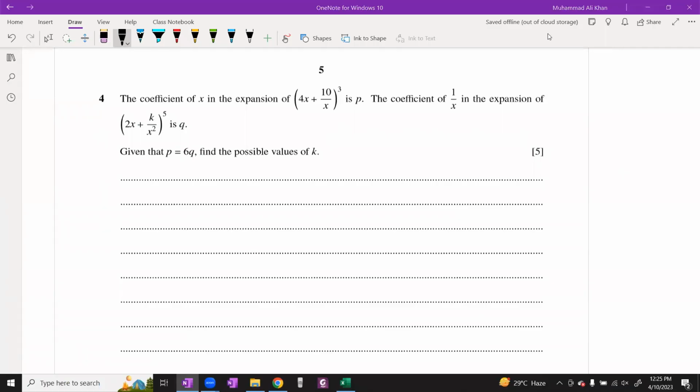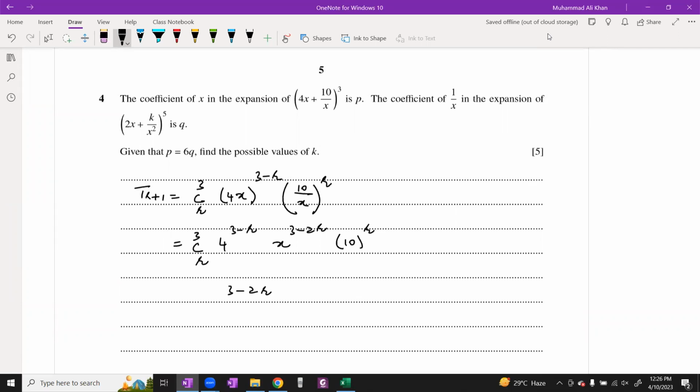Now, question number 4 is about binomial. The coefficient of x in the expansion of (4x plus 10 over x) whole cube is p. We need to find the coefficient of x. First we find the coefficient of x from this bracket. T(r+1) equals nCr, a power n minus r, b power r, 3Cr, 4 power 3 minus r, x power 3 minus 2r, 10 power r. The x power r is also going up. In place of 3 minus 2r, what do we need? Coefficient of x, 1. So 2r equals 2 and r equals 1. The value of r came as 1.